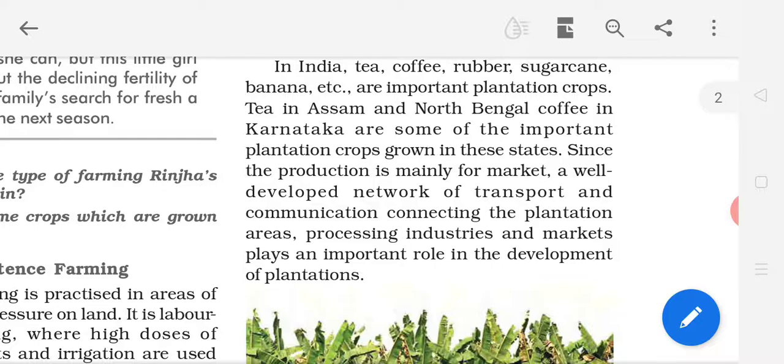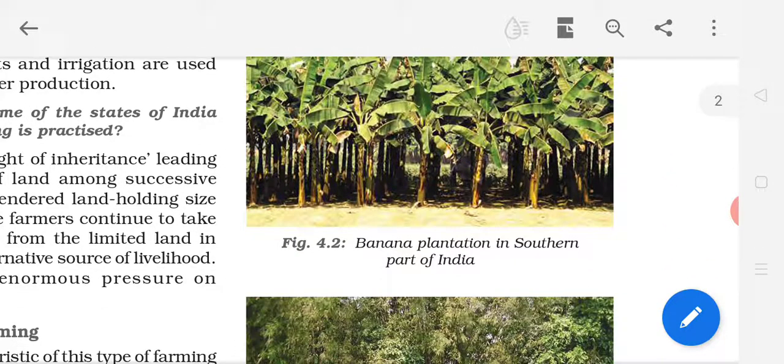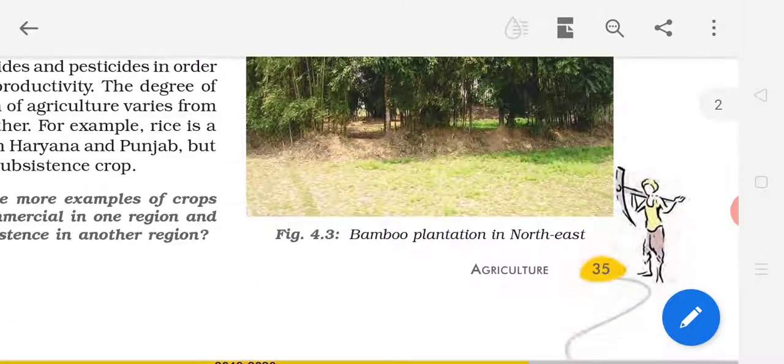A well developed network of transport and communication connecting the plantation areas, processing industries and markets plays an important role in the development of plantations. So these are the important communication and transportation developments in a network of transportation and communications. All these help in the development of the plantations. Now here you can see the picture, you can see carefully.